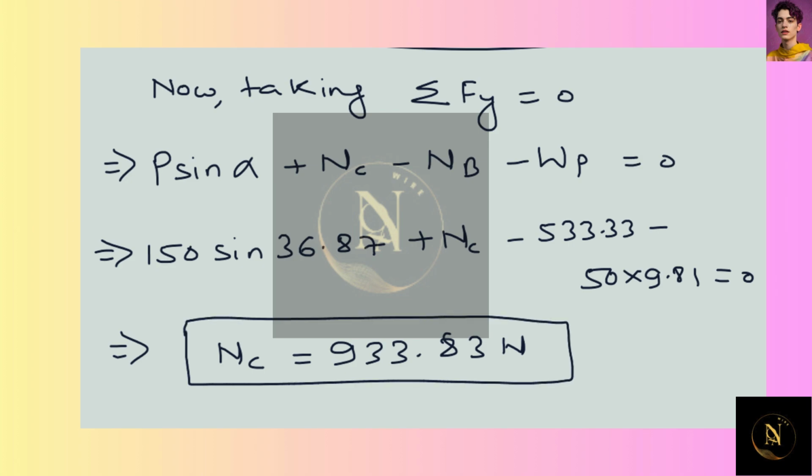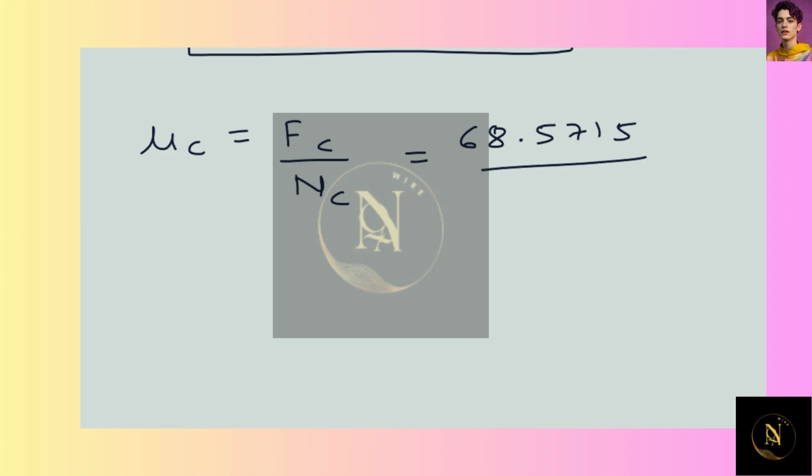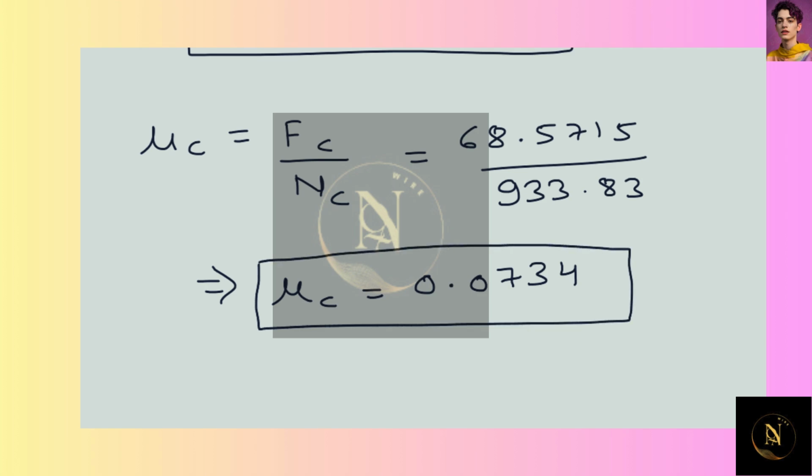933.83 Newton. Now going further we can write mu C is equal to the coefficient of static friction acting at point C, which is equal to FC by NC. Putting the value we get 68.5715 by 933.83. On solving we get mu C is equal to 0.0734. That is our answer.